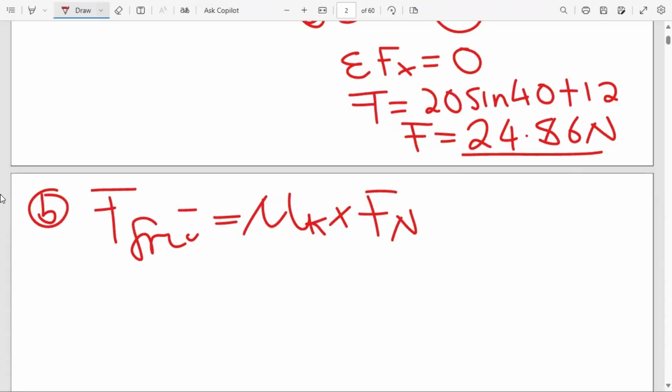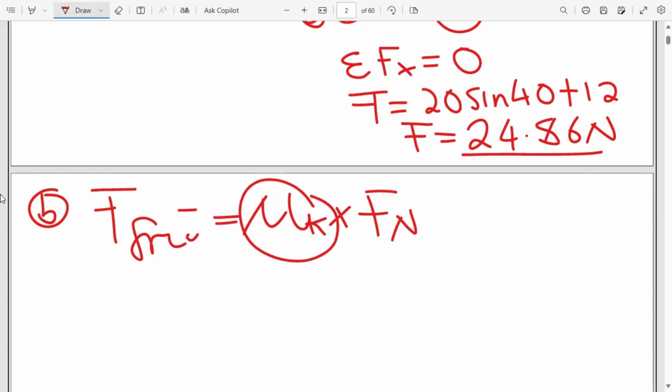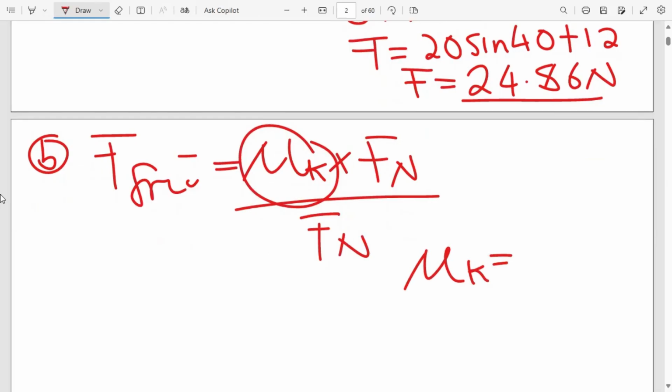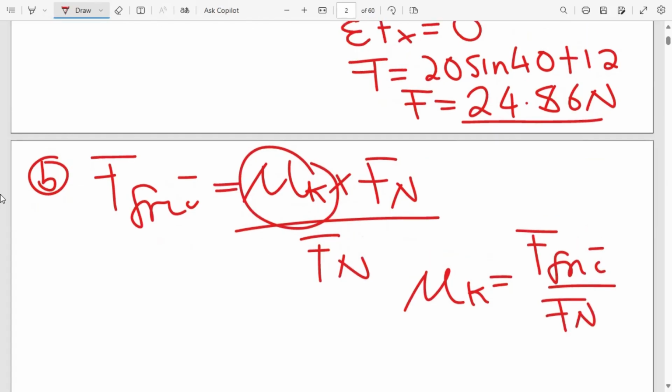So if this is the formula that we have for calculating friction, what are we looking for? We are looking for this value of mu k, or the coefficient of kinetic friction, which means I can make it the subject of the formula by dividing both sides by the normal force Fn. That means my mu k, the coefficient of kinetic friction, will be the force of friction itself over the normal force Fn.